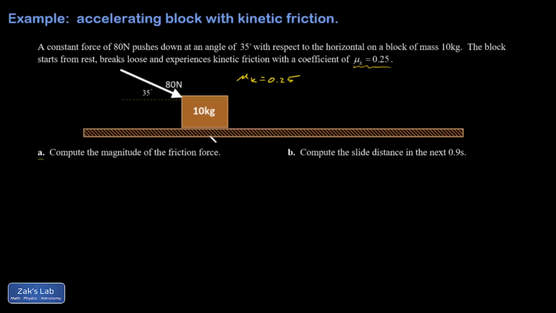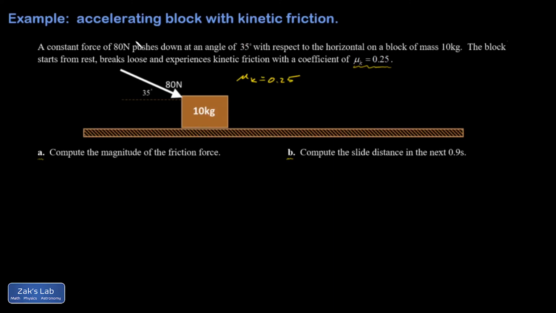And the normal force is not mg in this case because I have a component downward from my external force, tampering with the vertical direction. And then in B, we want the slide distance in the next 0.9 seconds. Well, that means we need the acceleration, and then we're going to use kinematics to finish it. So let's just start getting into the force analysis up here. And maybe I'll decide that I need another free body diagram down here just to clarify things.